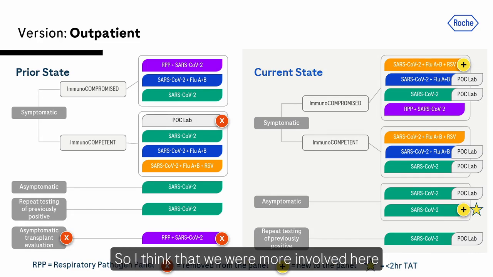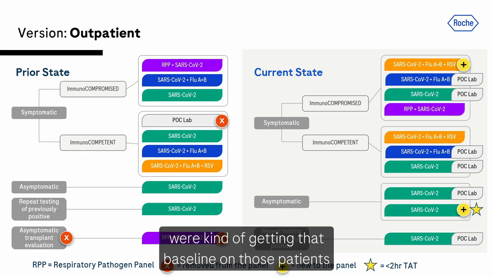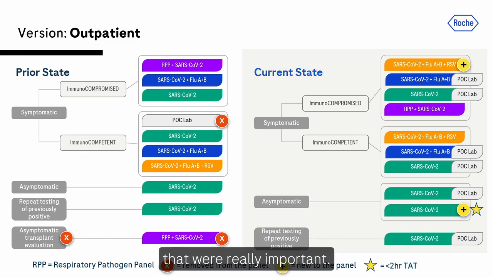So I think that we were more involved in this conversation just because we found that providers were getting that baseline on those patients that were really important. Do I have a result that I can treat off of and send the patient home, or can this wait and be sent to the lab?